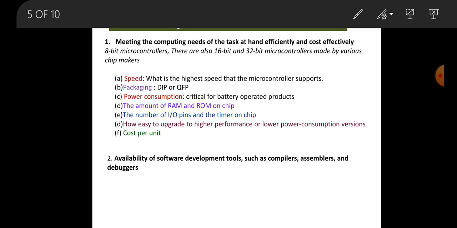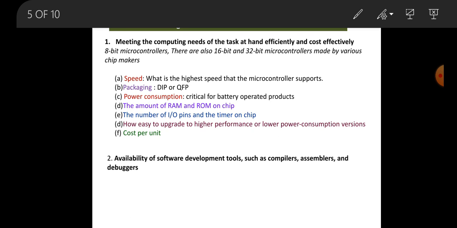So one thing is that the first point, it should meet all your computing needs. Means whatever task you want to perform, or the computing need or the application, it should suit your application, plus the cost should be less. Second, availability of software development tools, either your compilers, assemblers, or debuggers, readily they should be available. Plus third, the wide availability and reliable sources of the microcontroller.